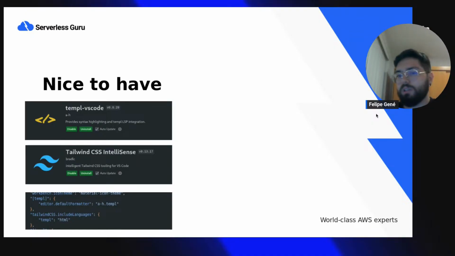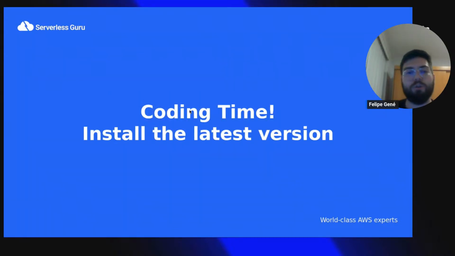If you use VS Code as I do, you should add the Templ VS Code extension, the Tailwind CSS IntelliSense extension, and edit your user configurations to have the default formatter be Templ for Templ files, and your Tailwind CSS to understand Templ files as HTML. Okay, so let's go for coding time.